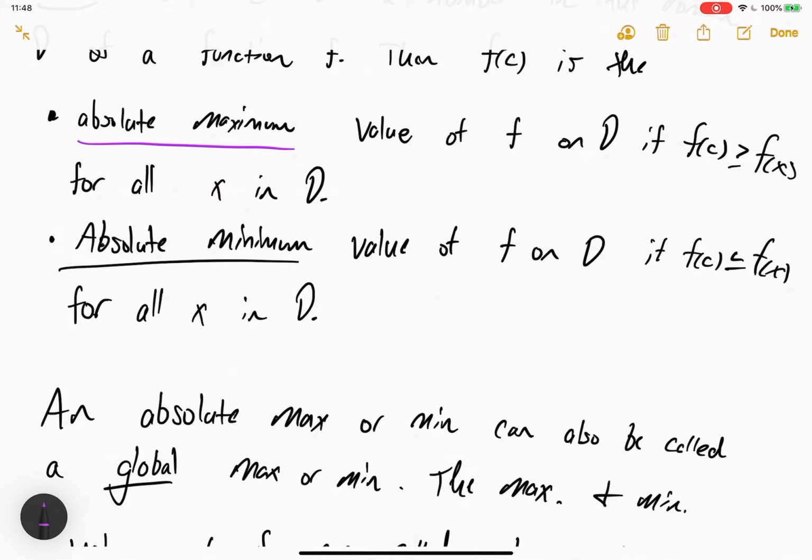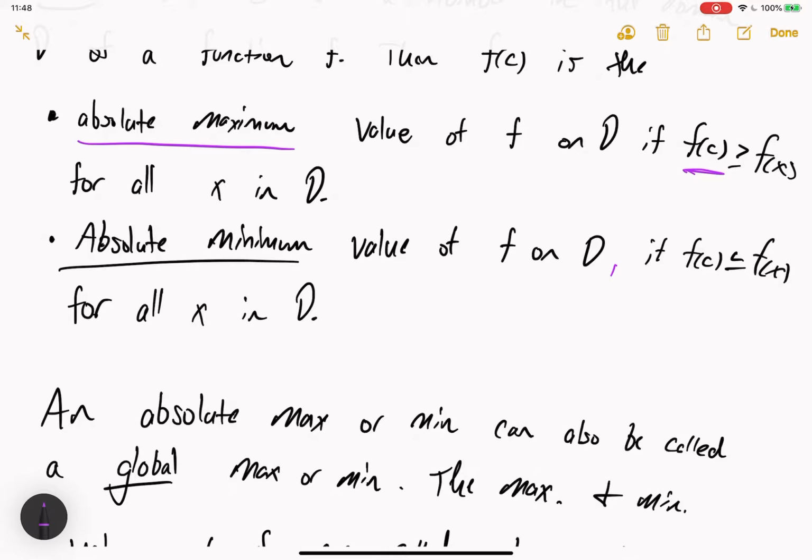Likewise for the absolute minimum value of f on D, it's called that if f of c is less than or equal to f of x for all x in D. So basically D is just a domain. All that really means here is that whatever values you plug into f, they'll always be less than or equal to the maximum.